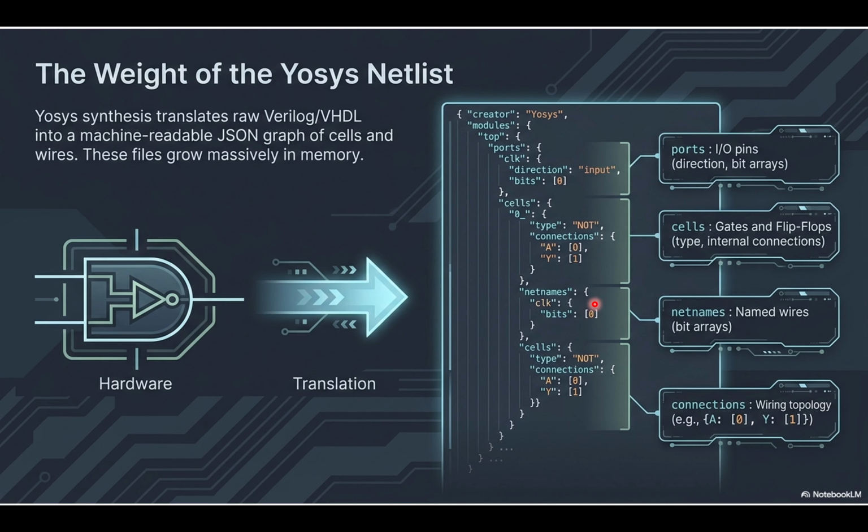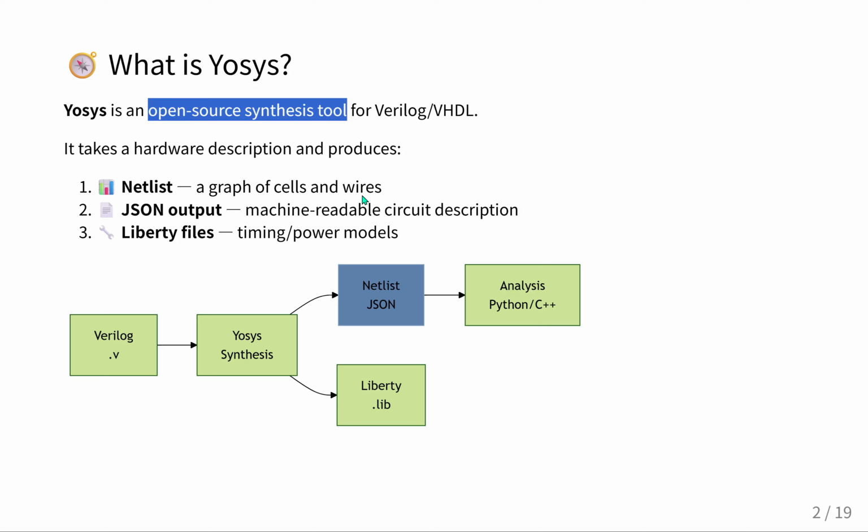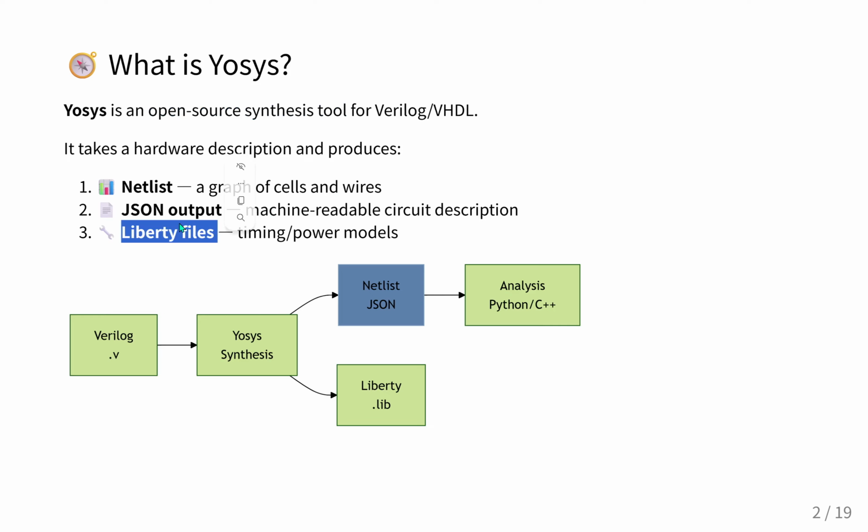And once Yosys does all that complex calculation, it spits out a few different files. Okay, what kind of files? Well, it generates a netlist, which is a structural graph of all the logical cells and the wires connecting them. Then it generates Liberty files. Liberty files? Yeah, those hold the complex timing and power models so the chip doesn't overheat or misfire. Ah, important. Very. And third, and this is the entire focus of our deep dive today, it generates a JSON output. This is a machine-readable, plain text blueprint of that exact circuit description.